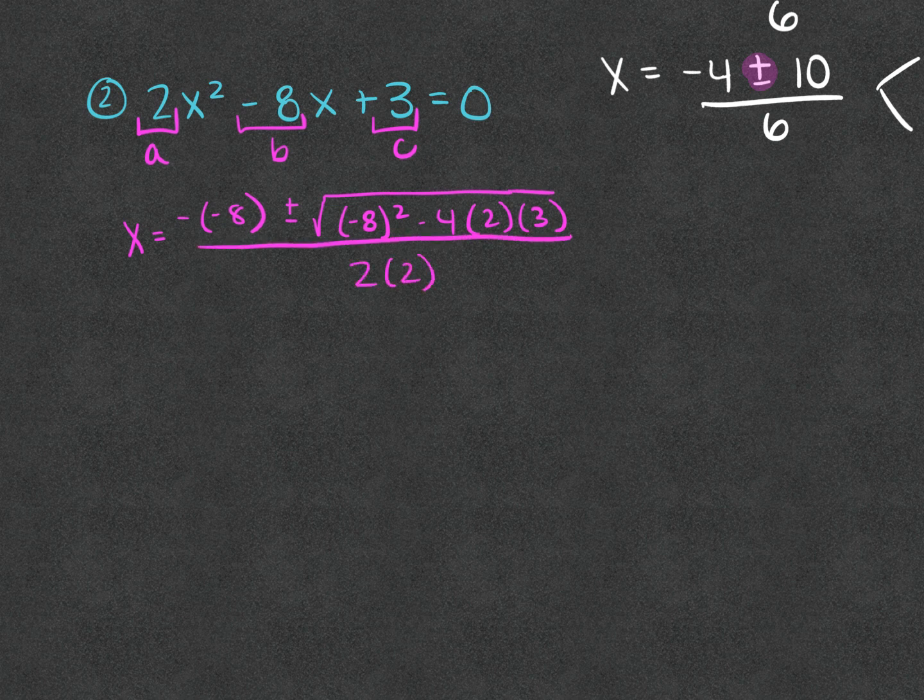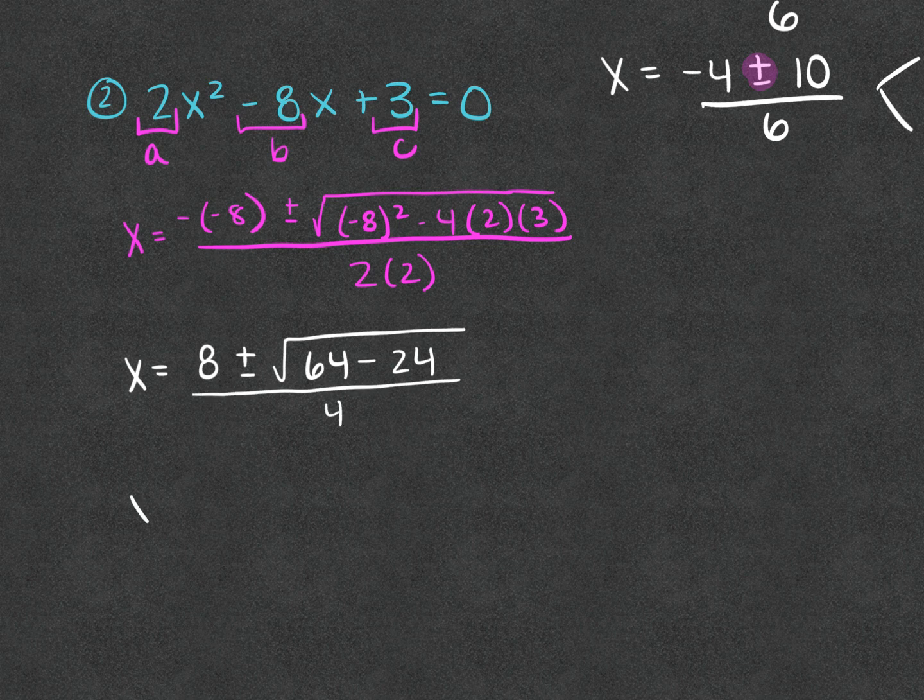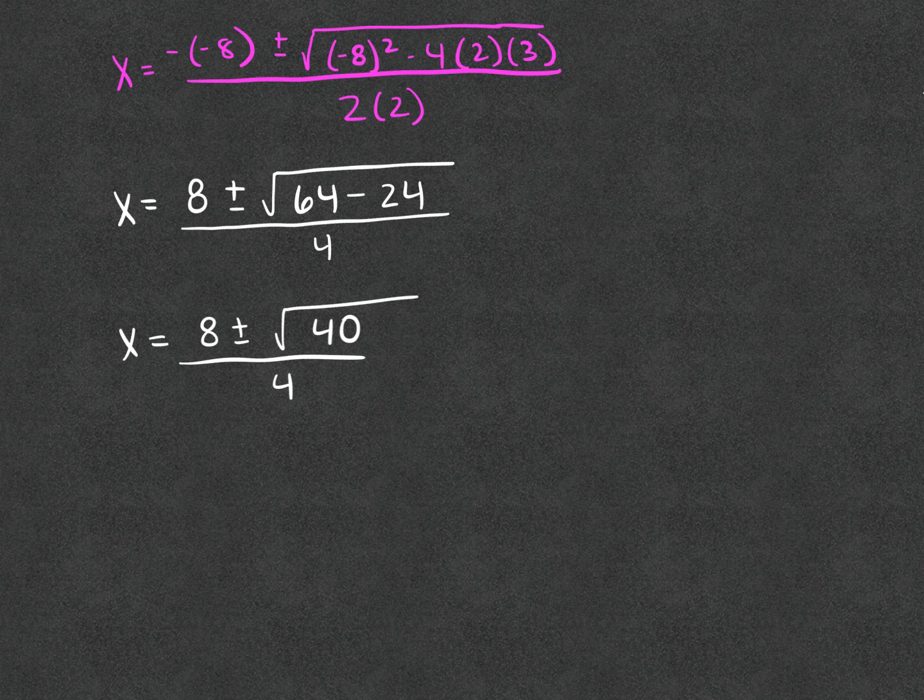All right, let's start simplifying. So we said already -b is just positive 8. Okay, if we have -8 squared, that becomes positive 64. Minus 4 times 2 is 8. 8 times 3 is 24. All over 4. All right, 64 minus 24 is 40. And then we cannot simplify, or we can't find the square root, I should say, of 40.